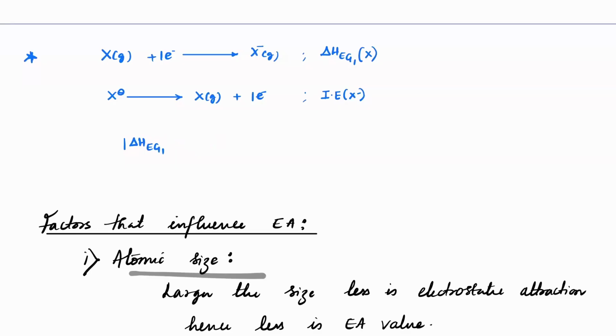That is, the electron gain enthalpy of X is the same as the ionization energy of X minus. I guess this is clear.